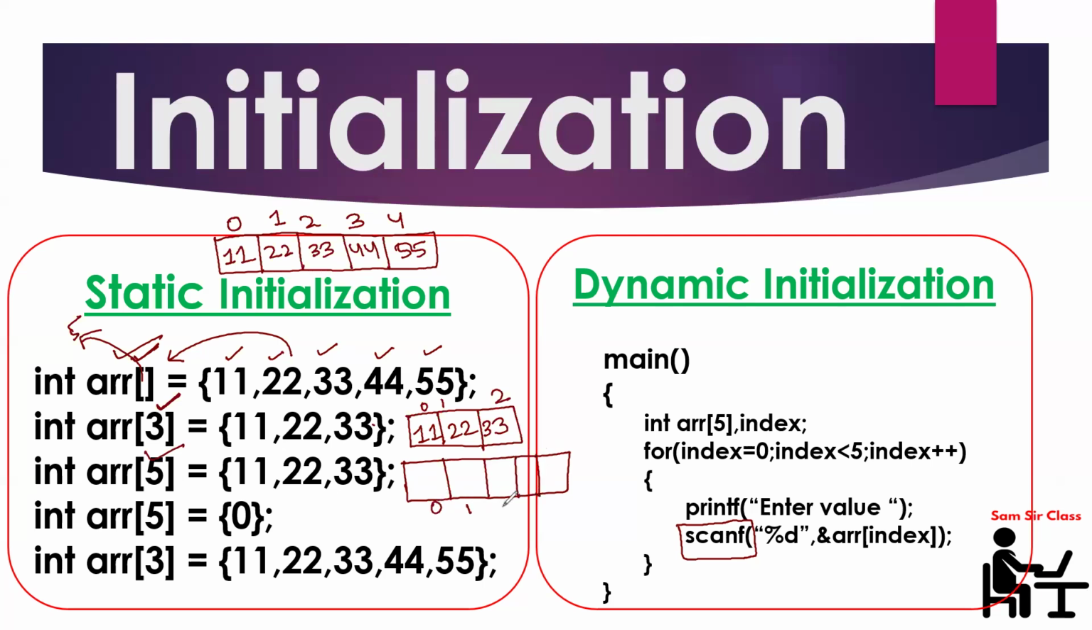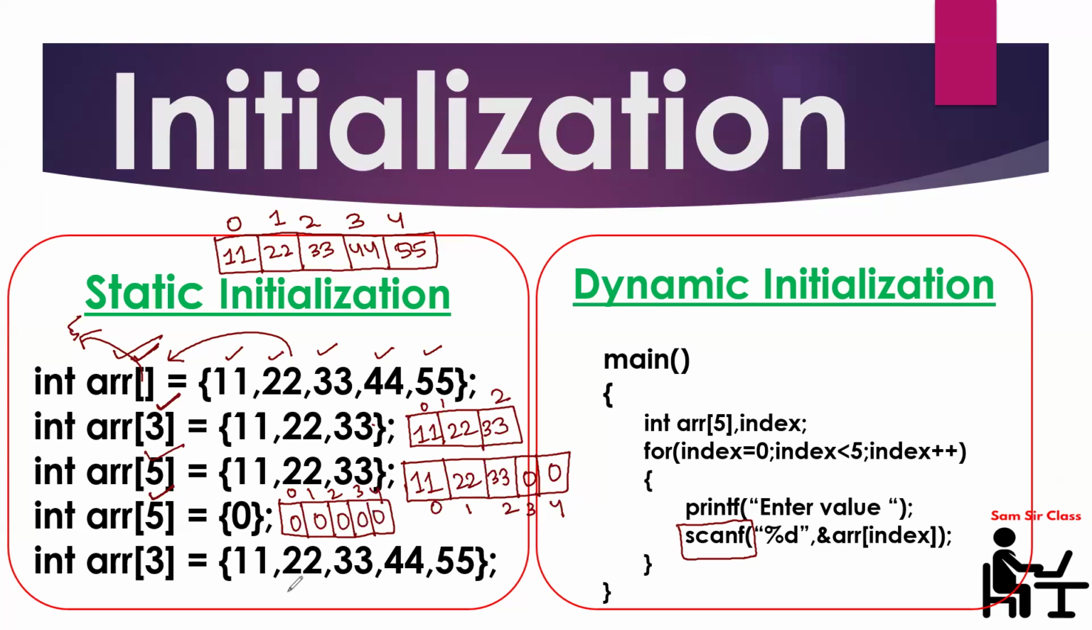So indexes 0, 1, 2, 3, and 4. The values 11, 22, and 33 will be stored, and the rest of the blocks will be filled with 0. Done. Now, if you have requested 5 blocks but you are assigning a single value, then all the blocks will be associated with 0.